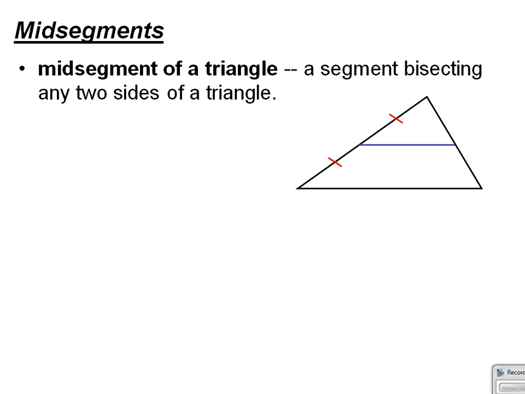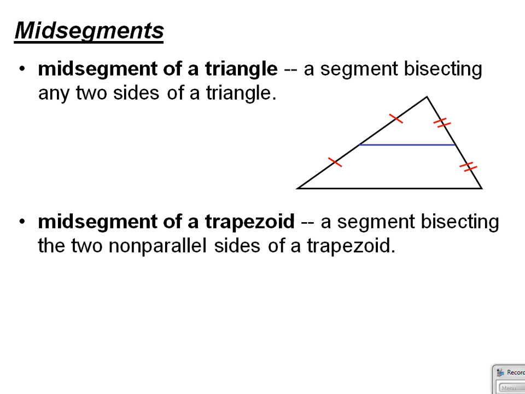For example, this segment here bisects not only the left segment of a triangle, but also its right segment. And when that segment bisects two sides of the triangle, that segment is a mid-segment.